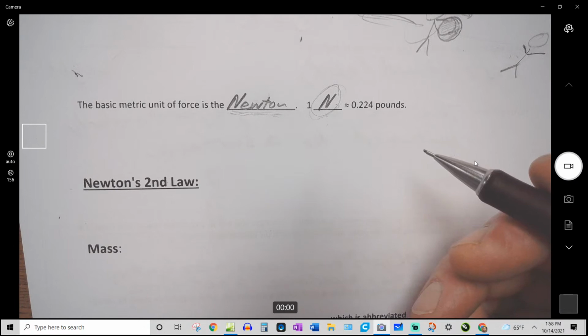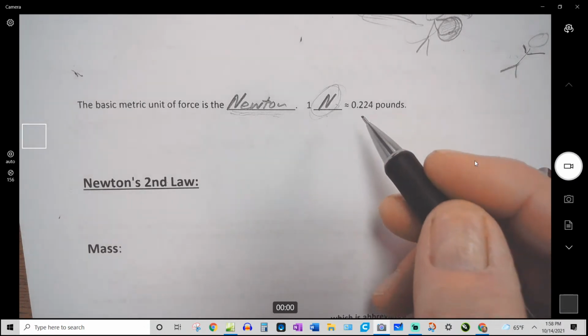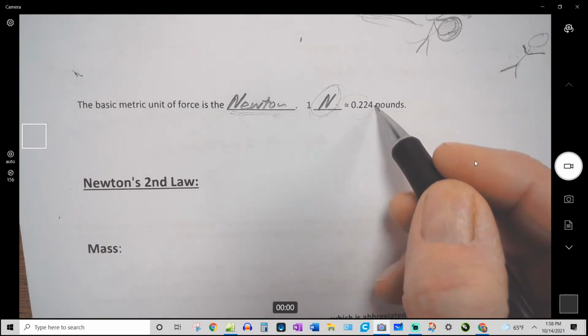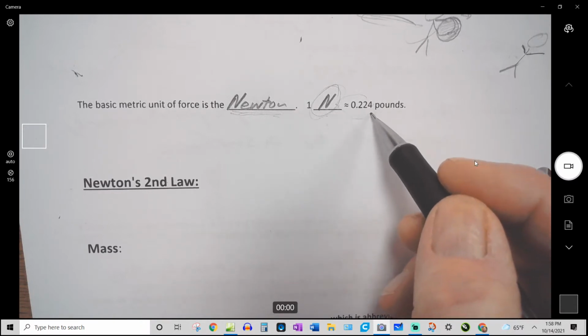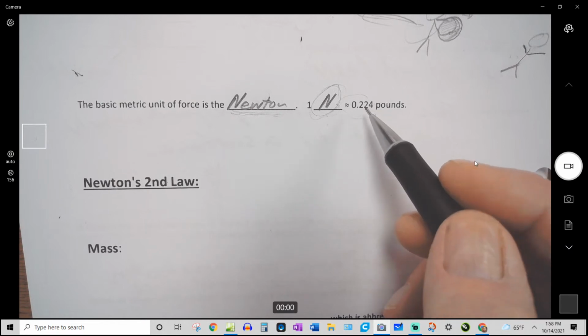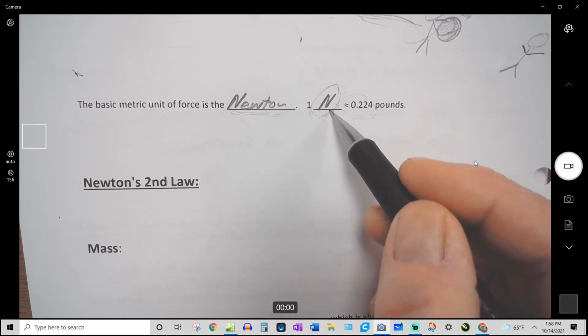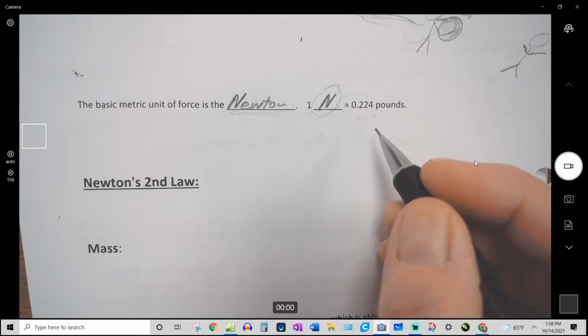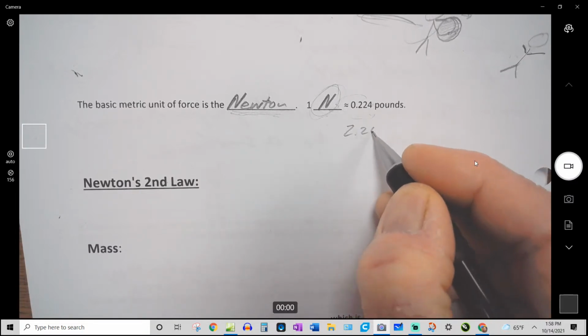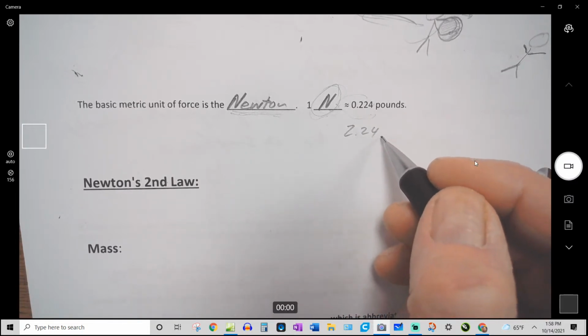Why is it 0.225? Oh, well, that's a very long story. Why is it that many? Also, why is it the same as the meter thing? It's close. 2.24? So 2.24. Yeah. That's just kind of a coincidence.